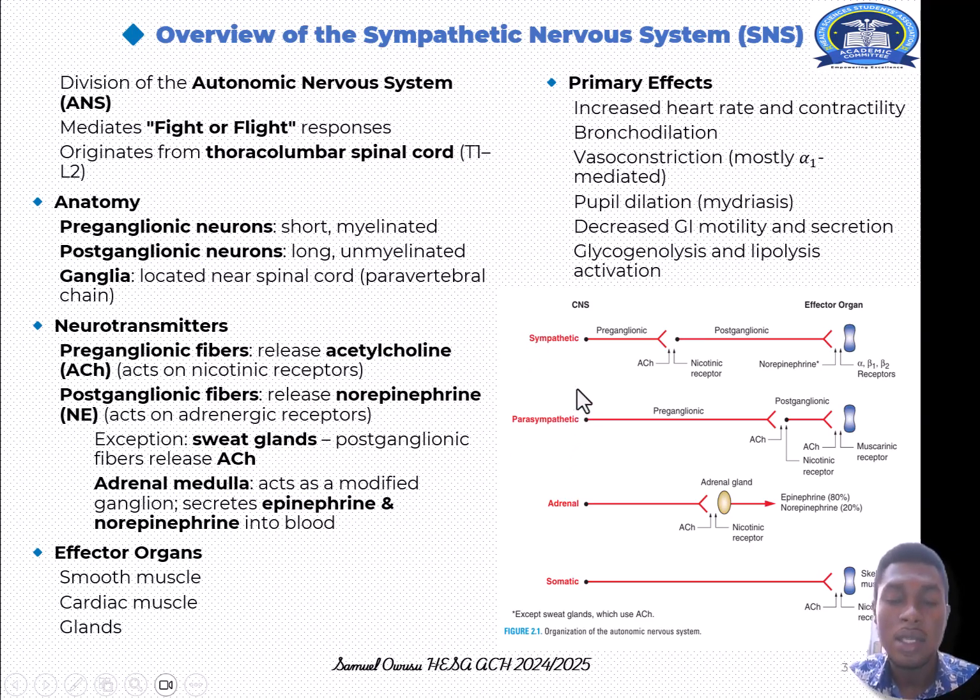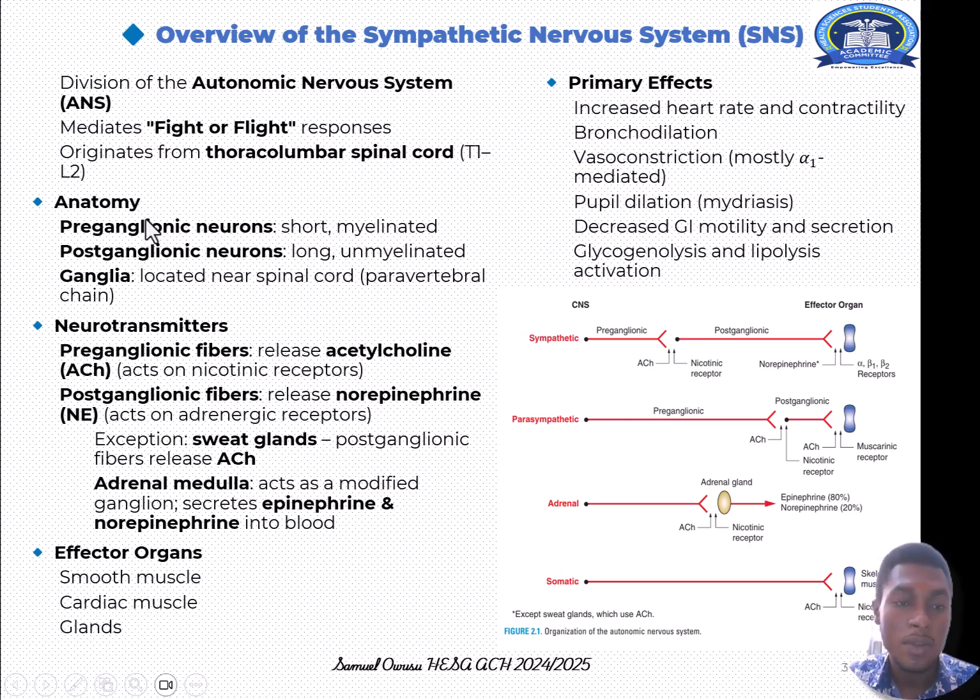Okay, now the sympathetic nervous system is the fight or flight response, and the parasympathetic is the rest and digest system. Our main focus for this presentation is the sympathetic division, and it originates from the thoracolumbar region of the spinal cord, that's specifically T1 towards L2.